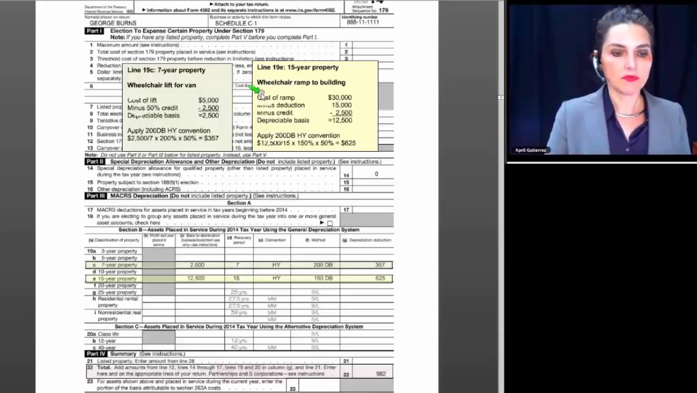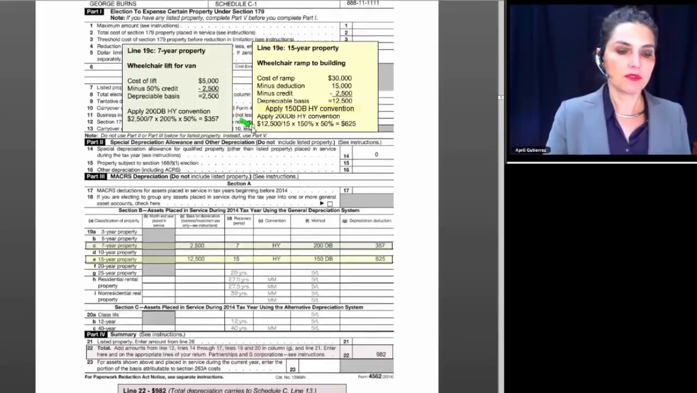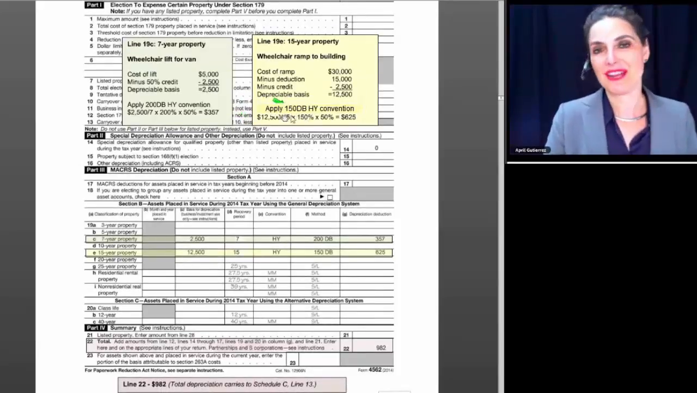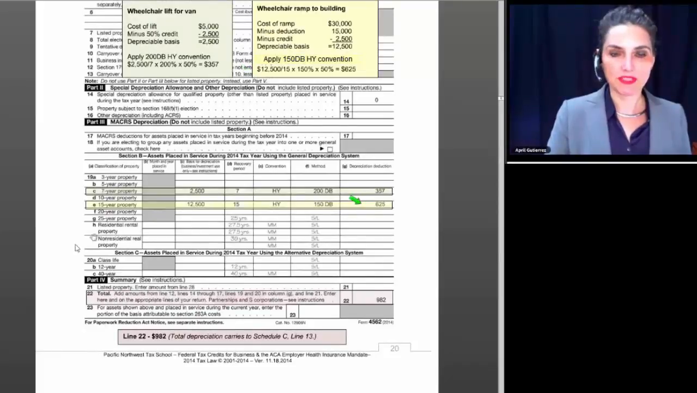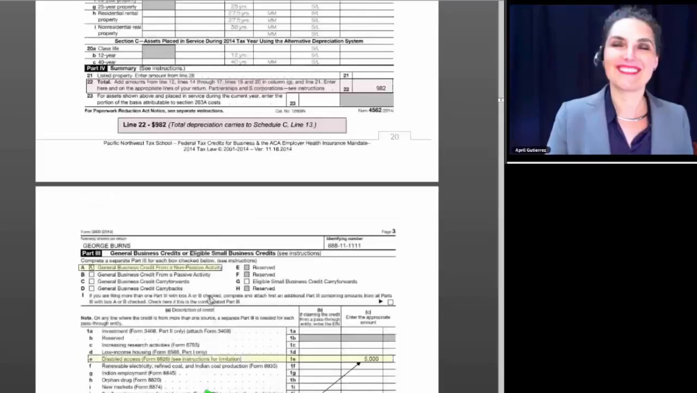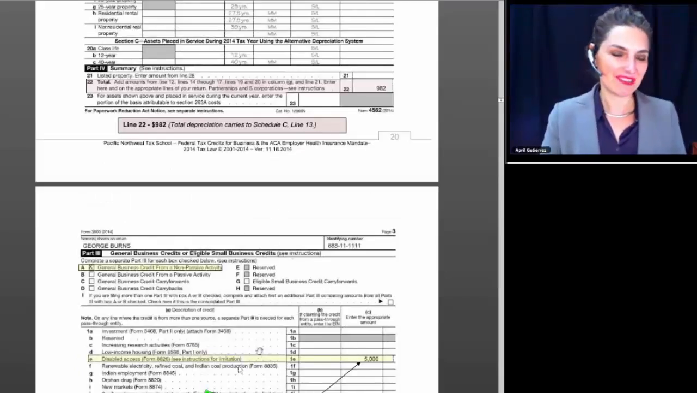We then move over to the wheelchair ramp. The cost of the ramp was $30,000. We're going to claim a deduction of $15,000, and then we're also claiming another $2,500 of disabled access credit, leaving us with a depreciable basis of $12,500. We're going to apply a 150% declining balance and a half-year convention. When we finish doing our math, we end up with $625. $625 plus $357 is $982. That is the amount of the depreciation deduction that we're claiming on Schedule C.